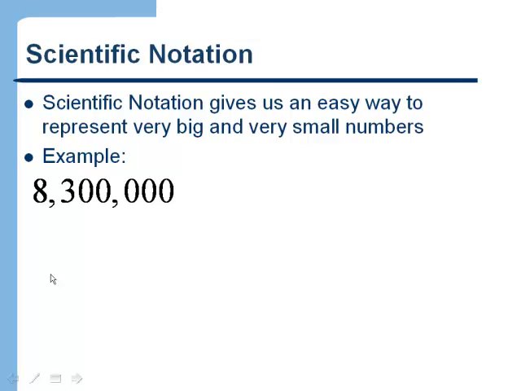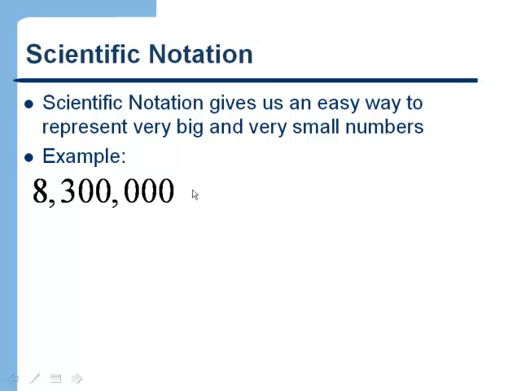Here's an example. We have 8,300,000. Now, we'll actually deal with much bigger numbers, but we can see that even when a number gets this big, we have to write down a lot of digits, a lot of zeros to represent the number. And what we want to find is a better way to do it, or a shorthand way to write down a very big or a very small number. Let me show you how this works.